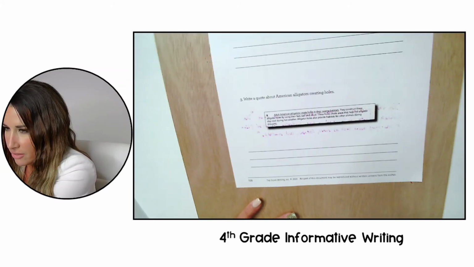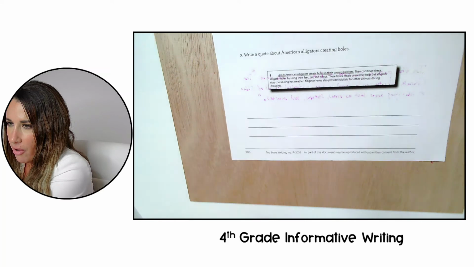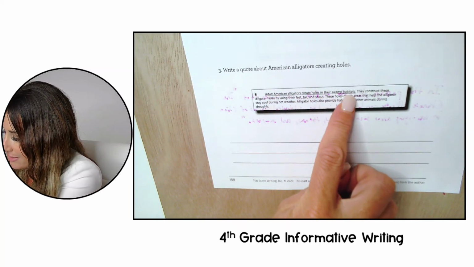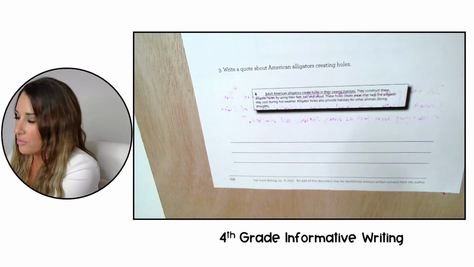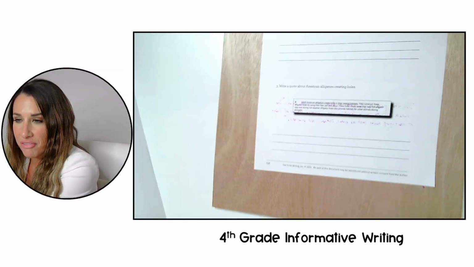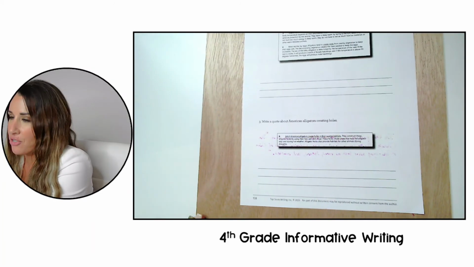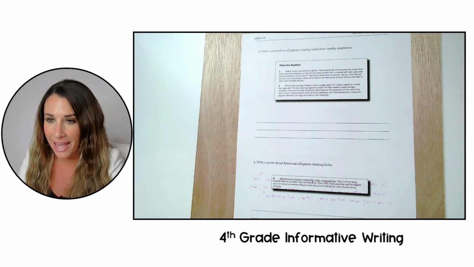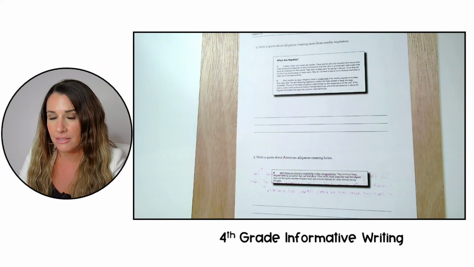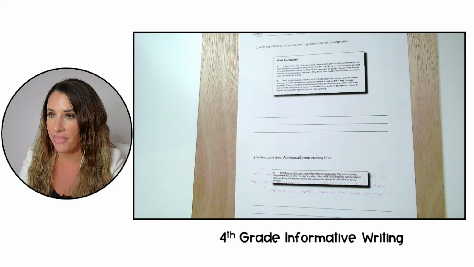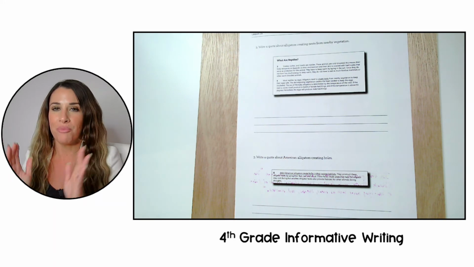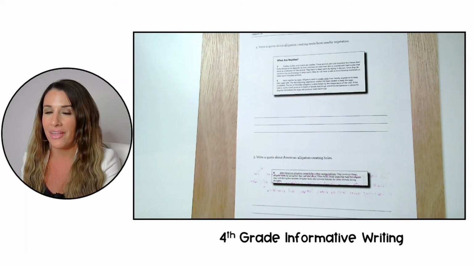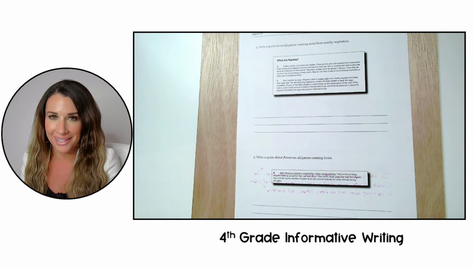And then down here in the second one, it says, write a quote about American alligators creating holes. Again, you're going to take that exact sentence and write it in a quote down here. Make sure that you reference, okay, and make sure that you put those quotation marks at the beginning and the end of the exact words that you took from the text. So I want you to pause this video, do number 2 and number 3, and then come back on and push play. Go ahead and begin.